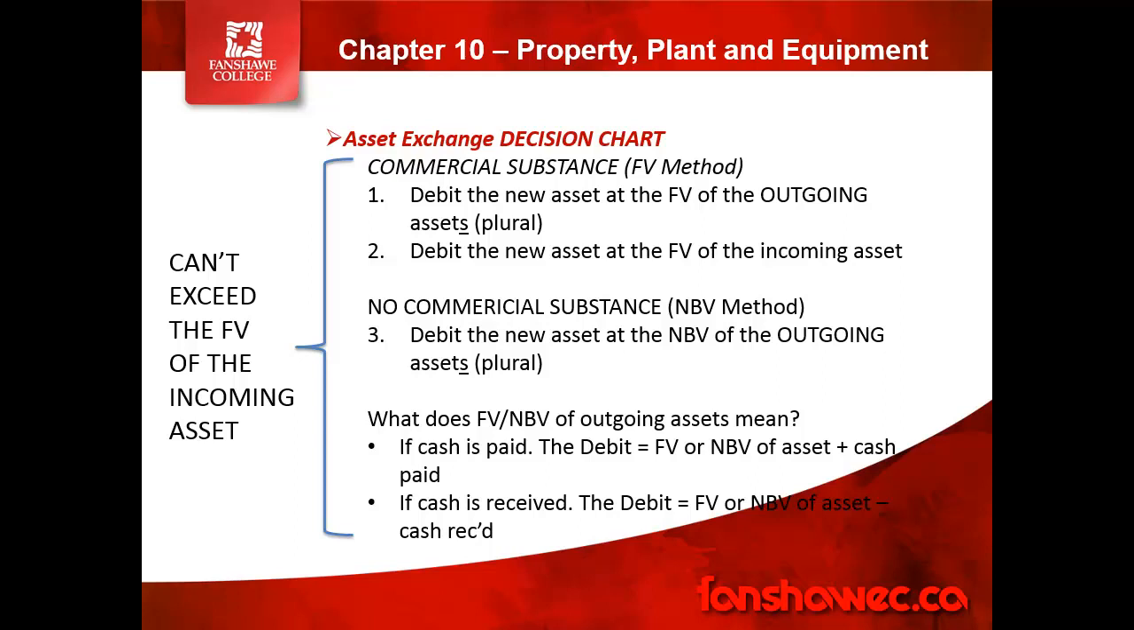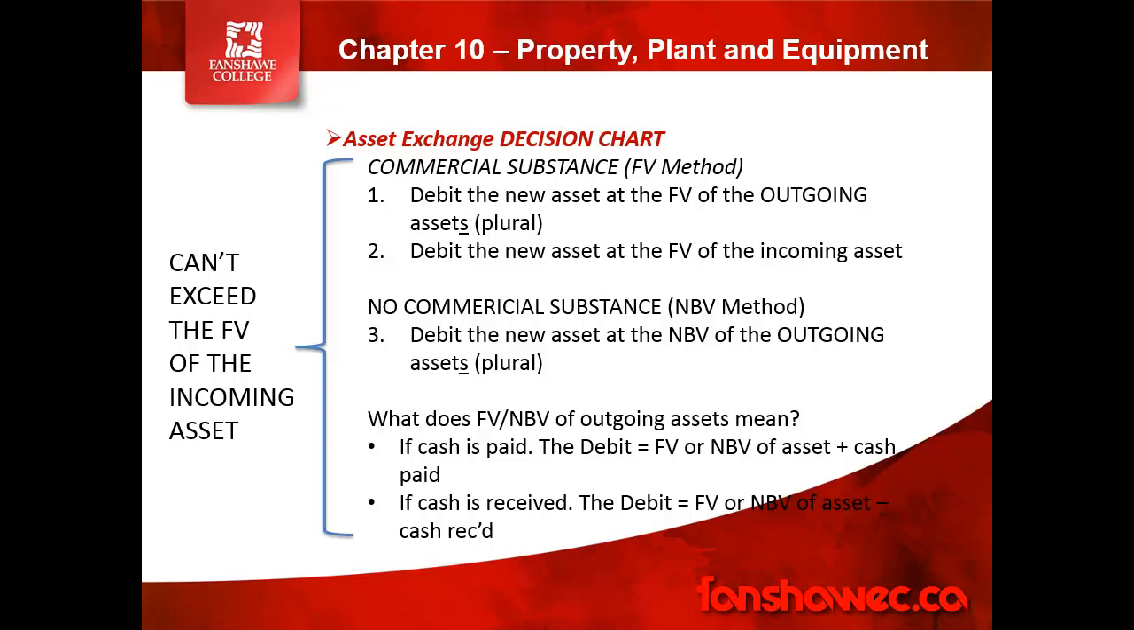So outgoing assets means all the assets you gave up. We'll set that new asset up at their net book value. Okay? Now you'll see in the left-hand margin here, I've got it written in big bold letters: regardless of whether you choose option 1, option 2, or option 3 to debit the new asset, that debit to the new asset cannot exceed its own fair value.